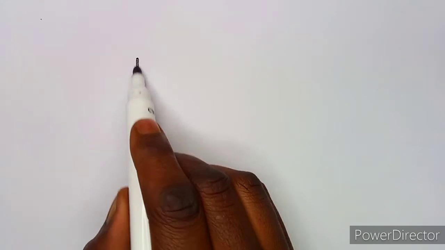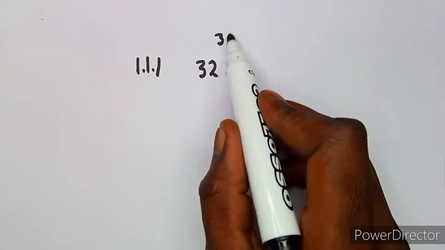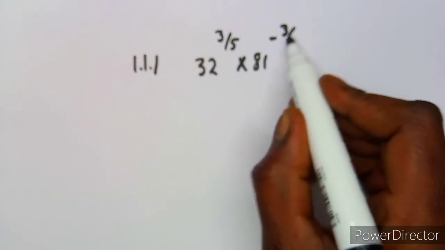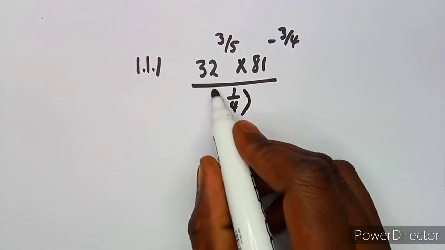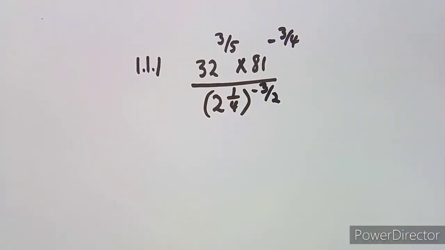We are given the first question, which is 1.1.1. We have 32 to the exponent of 3 over 5 multiplied by 81 to the exponent of minus 3 over 4, over 2 and 1 over 4 to the exponent of minus 3 over 2. The idea is to simplify and try not to use a calculator, because the condition asks you not to use one. So what are we going to do in this case?